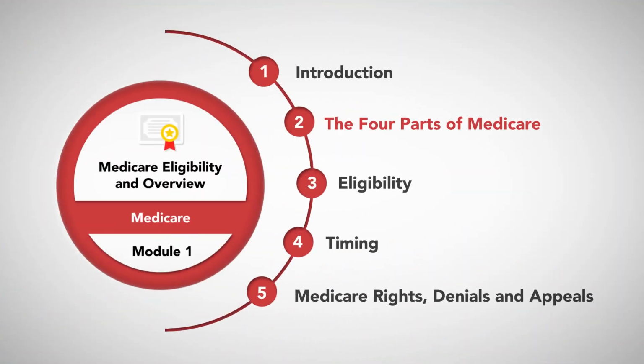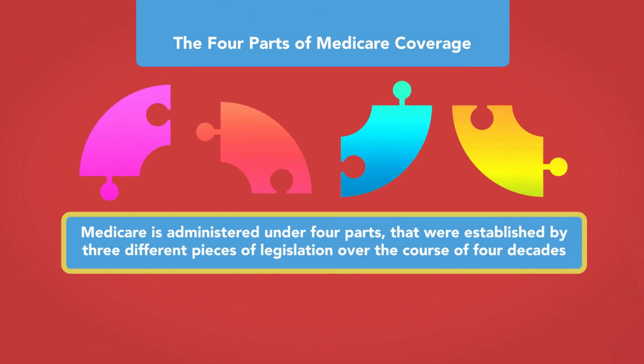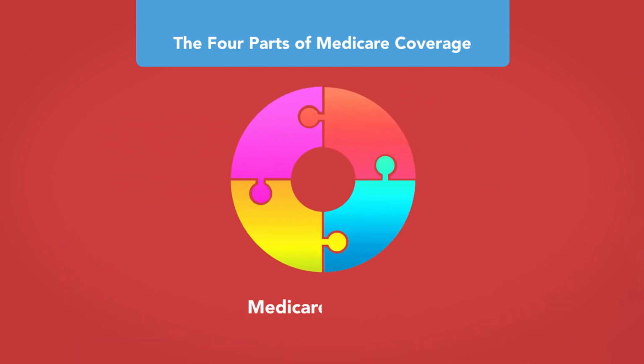The 4 parts of Medicare coverage. Medicare is administered under 4 parts that were established by 3 different pieces of legislation over the course of 4 decades. Today, the 4 parts complement each other to comprise the Medicare system.